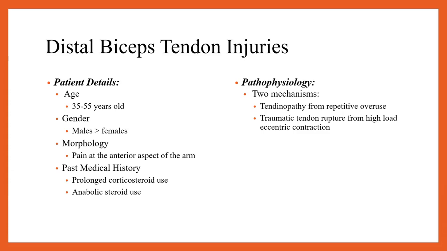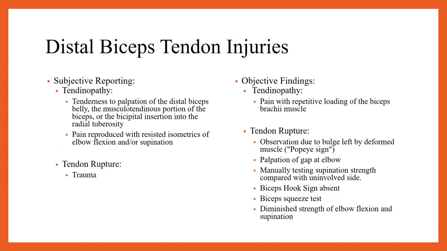So this usually happens in 35 to 55 year olds who get bicep tendon injuries distally, males greater than females. Morphology, they're going to have pain at the anterior aspect of the arm. These are usually muscle-bound individuals. Past medical history, they may have had prolonged corticosteroid use from some sort of medical condition they had, or even anabolic steroid use, which we know degrades tendon integrity over time. Pathophysiology, there's two mechanisms. One is the tendinopathy from repetitive overuse and traumatic tendon rupture from high load eccentric contractions.